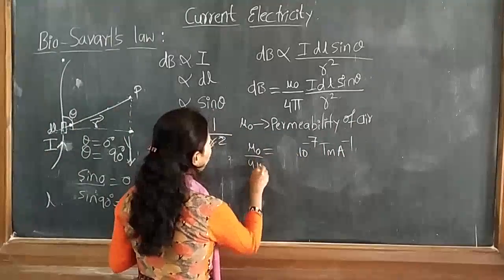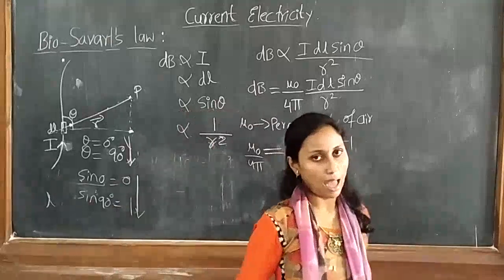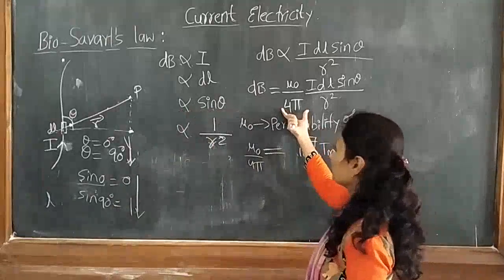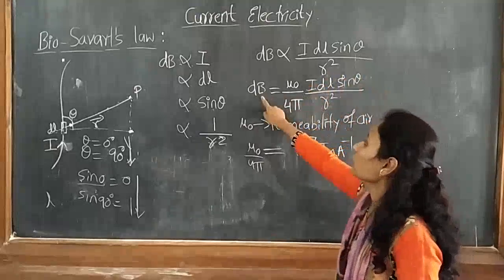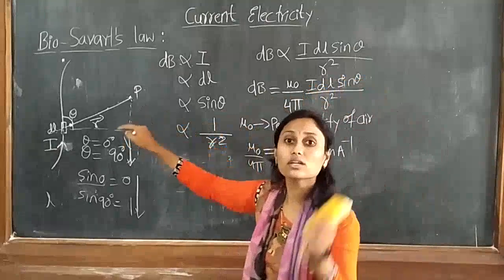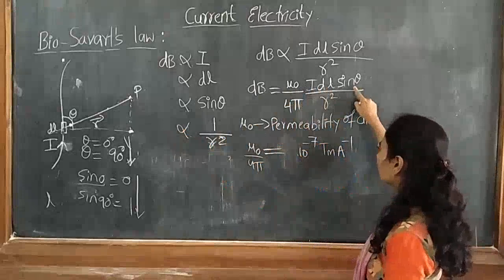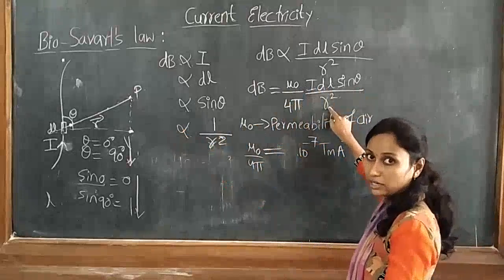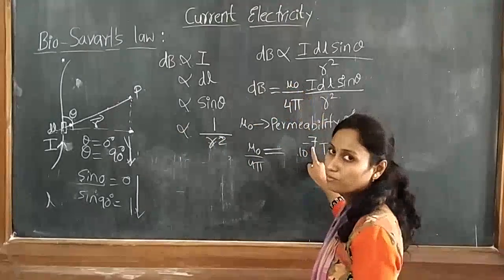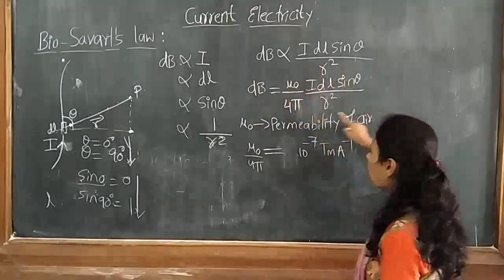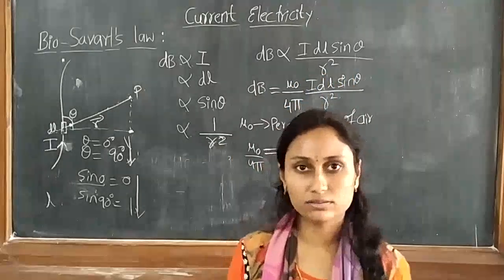Mu naught by 4 pi is equal to 10 raised to minus 7 Tesla meter per ampere. Like that also you can write. So anything you can put in the equation, and substituting all those things, you are getting the magnetic field at the point you have chosen: the current, the length of that element, the angle, and the distance. Mu naught divided by 4 pi value is 10 raised to minus 7. So when we substitute all these values, what are you getting? Magnitude of the magnetic field, isn't it?